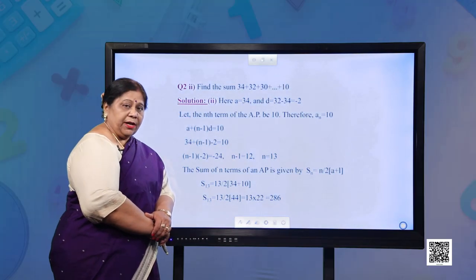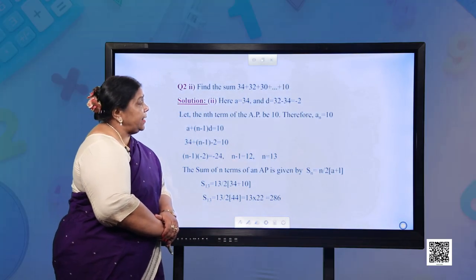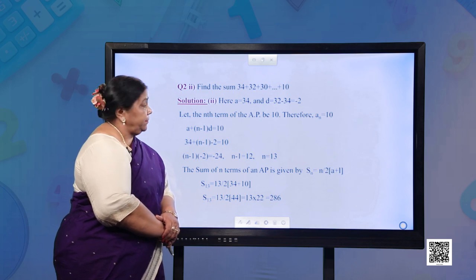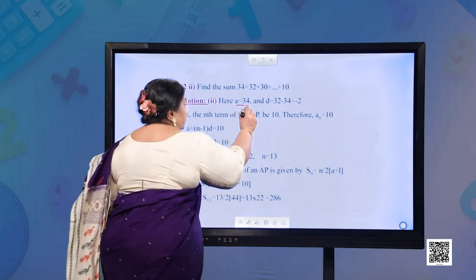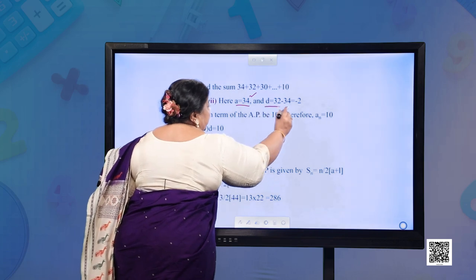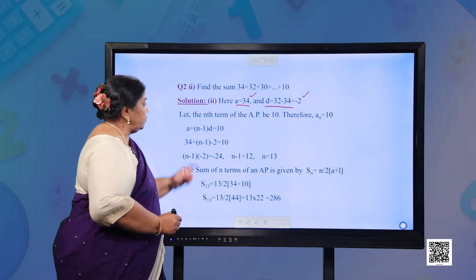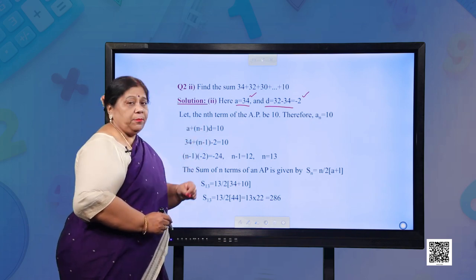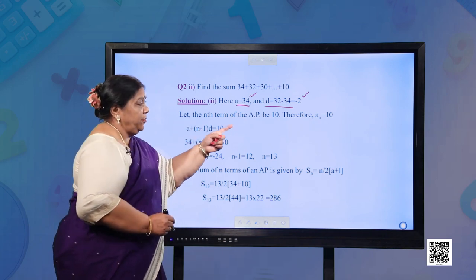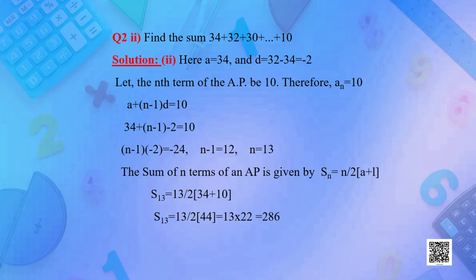Find the sum 34 plus 32 plus 30, so on till 10. Here, A is 34 and D is 32 minus 34, that is equal to minus 2. Let the nth term of the AP be 10. Again, we will use nth term formula. That is A plus N minus 1 into D is equal to 10. What is the value of A? 34. We are substituting here. 34 plus N minus 1 into minus 2 is equal to 10.